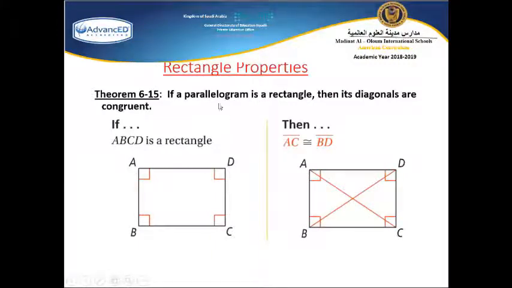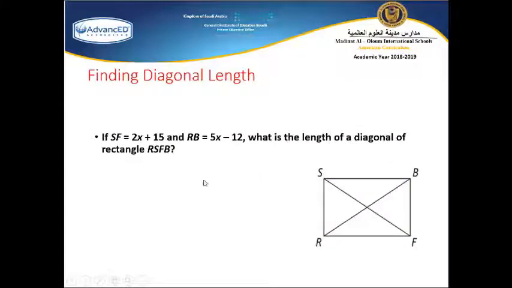The rectangle properties. If a parallelogram is a rectangle, then the two diagonals are congruent. That means AC equals the diagonal BD if this is a rectangle. Let's solve this question. If SF, this diagonal, equals 2x plus 15, and the other diagonal PR equals 5x minus 12, what is the length of a diagonal of rectangle RSFB? Since this is a rectangle, then the two diagonals are congruent. Then the diagonal RB equals the diagonal SF.